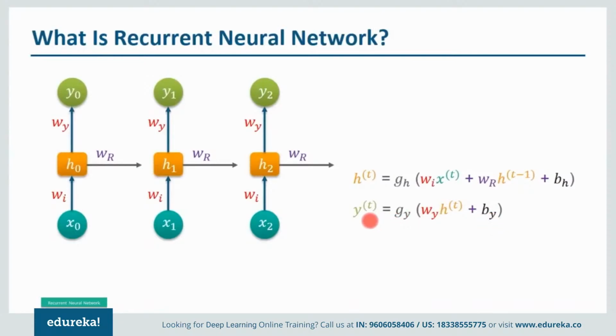Now in the next timestamp, that is at time t equals 1, things become a bit tricky. Now let me explain what happens here. So at time t equals 1 I have input x1. I need to figure out what h1 is. So for that I'll use this equation.